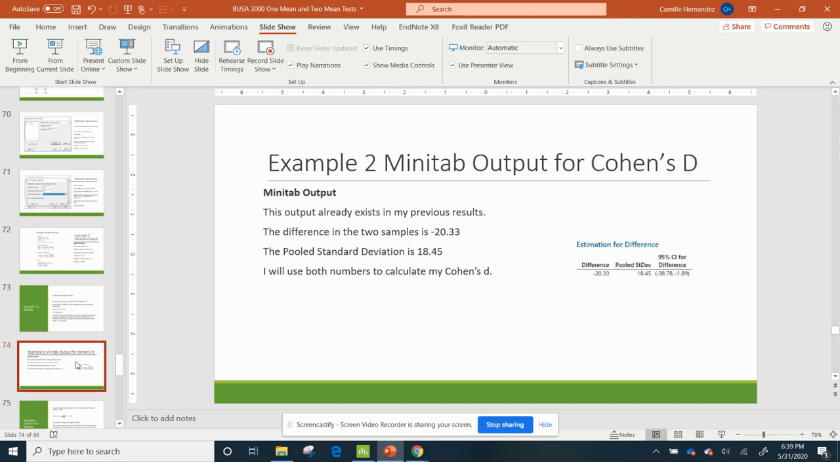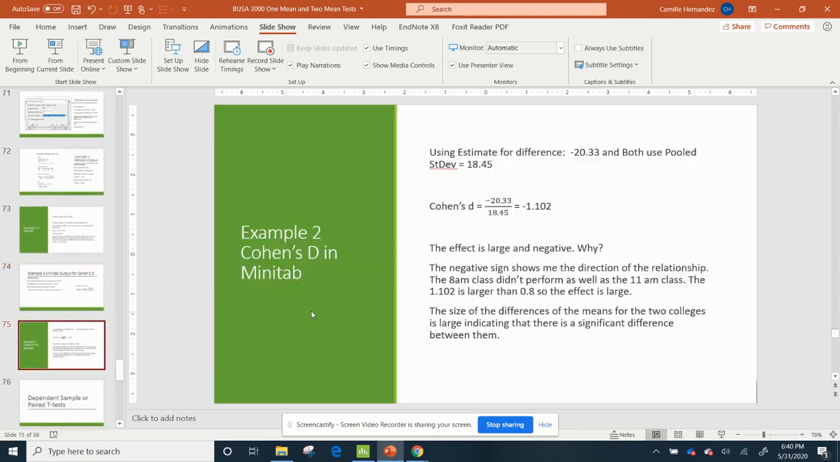All right, now I can do Cohen's d. So remember, I already had my estimate of the difference. So I had that negative 20.33 and then that 18.45 for the pooled standard deviation. So if I go ahead, plug it in, I get negative 1.102. All right, so this effect is large in the negative direction. Remember, the negative sign shows me the direction of the relationship. The 8 a.m. class didn't perform as well as the 11 a.m. class.